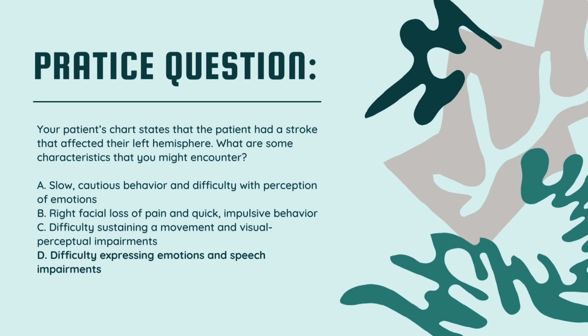Okay, the correct answer is D. Let's go over this question. Your patient's chart states that the patient had a stroke that affected their left hemisphere. What are some of the characteristics that you might encounter?